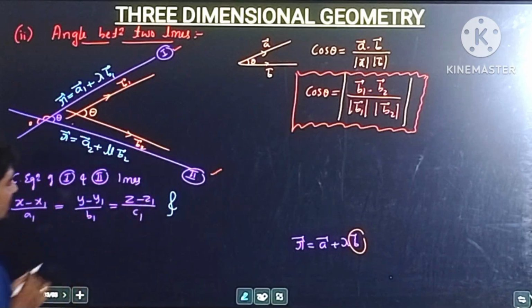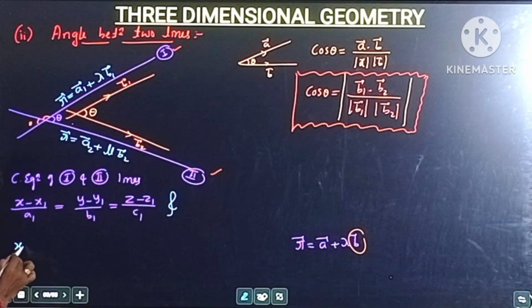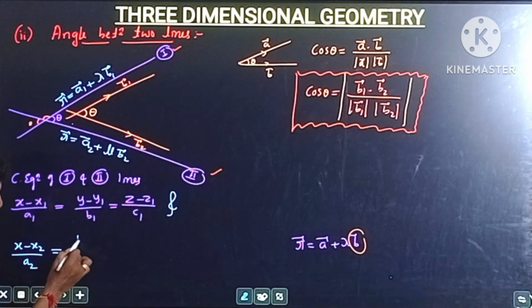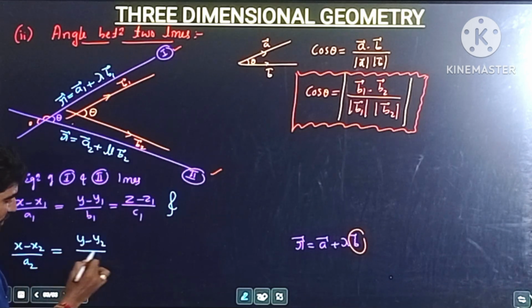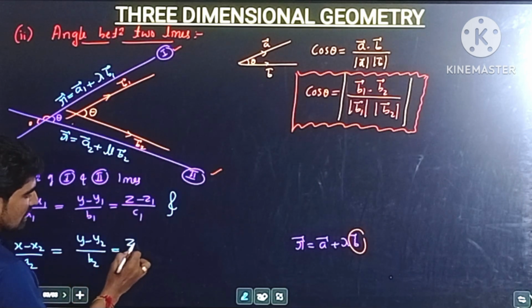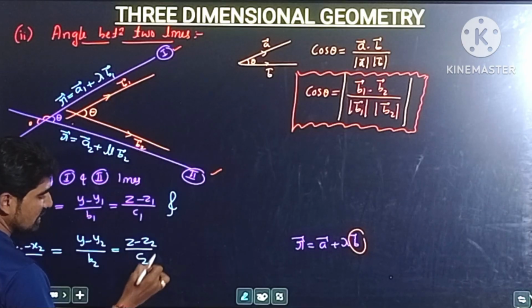Similarly, the Cartesian equation of the second line is x minus x2 divided by a2 equal to y minus y2 divided by b2 equal to z minus z2 divided by c2.